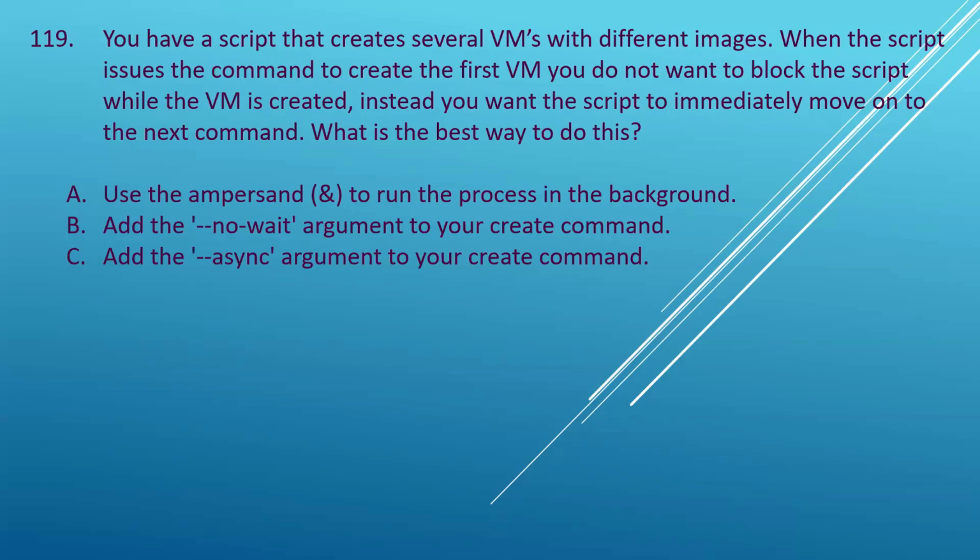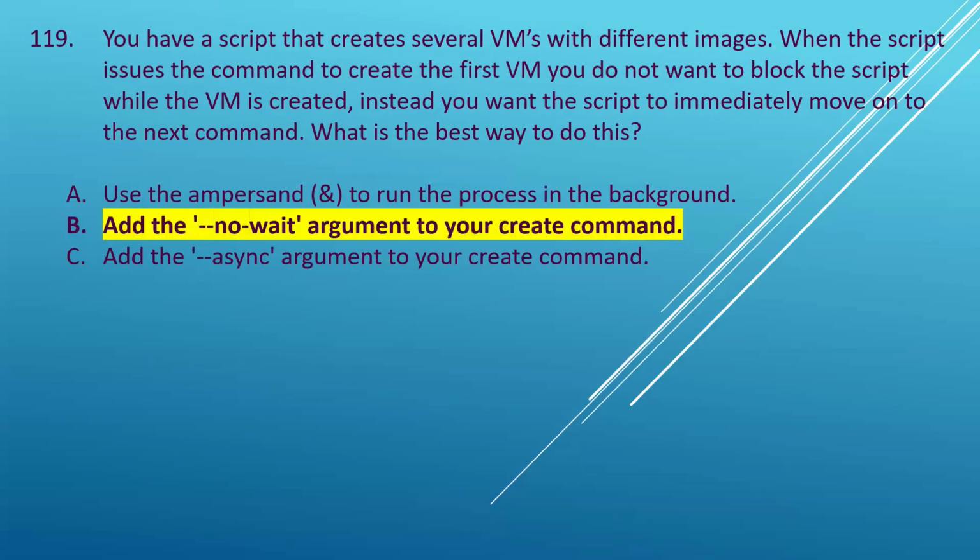To avoid blocking the script while creating a virtual machine and immediately move on to the next command, you should use the no-wait argument with your create command. This argument tells the Azure CLI or any other relevant tool you are using to create VMs not to wait for the operation to complete and instead return control to the script immediately. It allows you to continue executing other commands in the script while the VM creation process happens in the background.